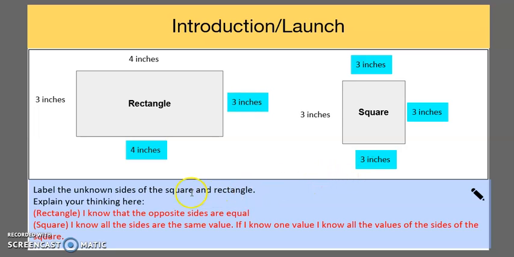To look at my explain your thinking here: for a rectangle, I know that opposite sides are equal, and that was what we explained over here in this diagram. We also know that for a square, all the sides are the same value. If I know one value, I know all the values of the sides of the square. So here we have one side, and therefore we can figure out the other missing sides. Now we're going to move on to a practice problem.